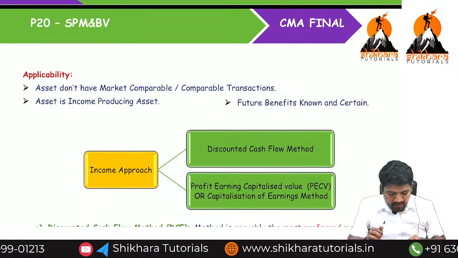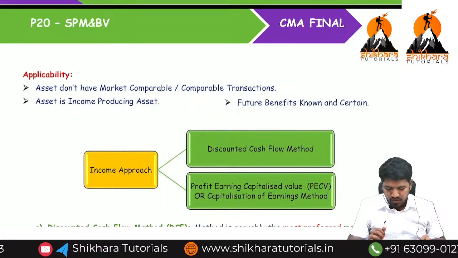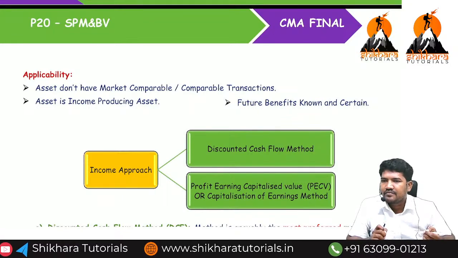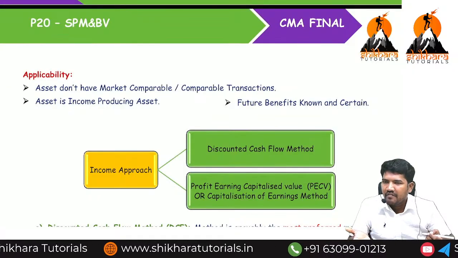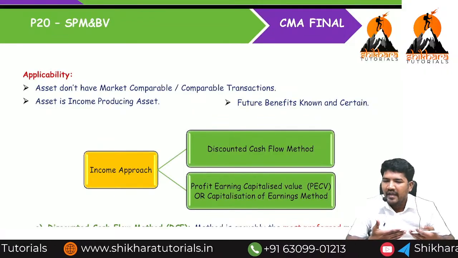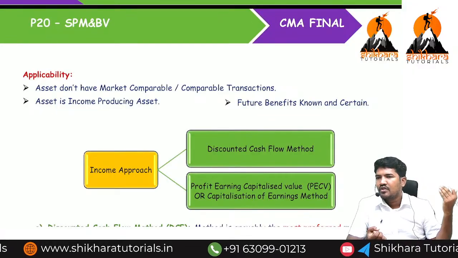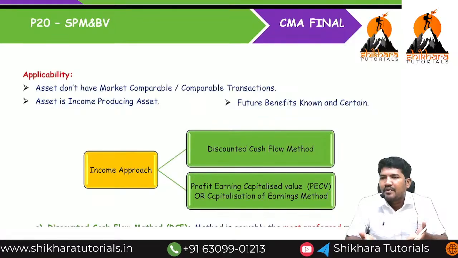Asset does not have a market comparable and comparable transaction. So if I don't have any similar company information and similar transaction, I need to choose either the income approach or the cost approach. Cost-related information is also not there, so I need to choose the income approach.